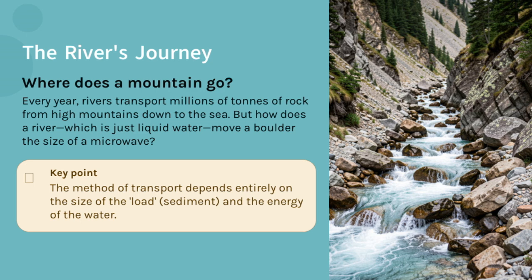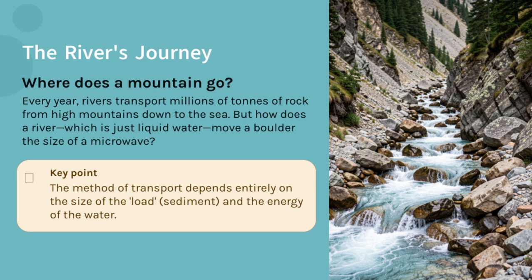Over very long periods of time, rivers can transport huge amounts of rock and sediment from upland areas down towards the sea. Mountains are slowly weathered and eroded. Rivers collect that material and move it through the landscape. But how can a river, which is just liquid water, move a boulder the size of a microwave?